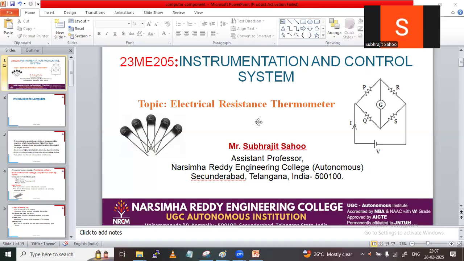But the purpose is the same: temperature measurement. We have to measure temperature anyway, anyhow, right? Okay, so this is my topic today.